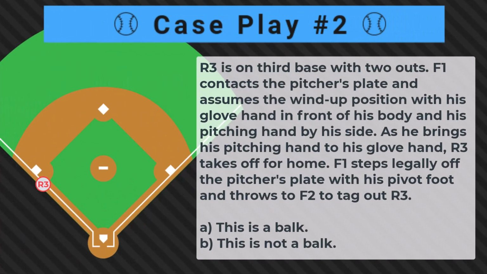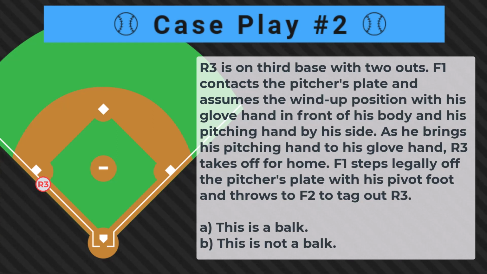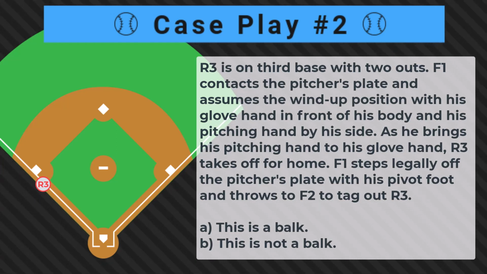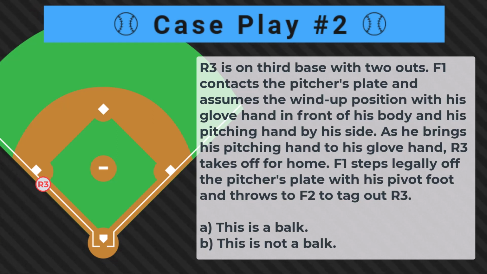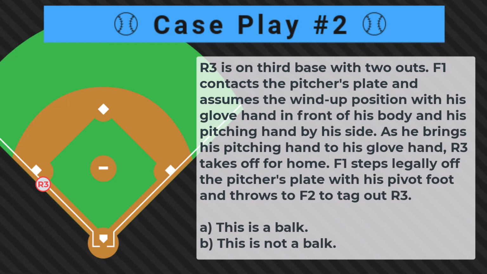Case play number 2. R3 is on third base with 2 outs. F1 contacts the pitcher's plate and assumes the windup position with his glove hand in front of his body and his pitching hand by his side. As he brings his pitching hand to his glove hand, R3 takes off for home. F1 steps legally off the pitcher's plate with his pivot foot and throws to F2 to tag out R3.